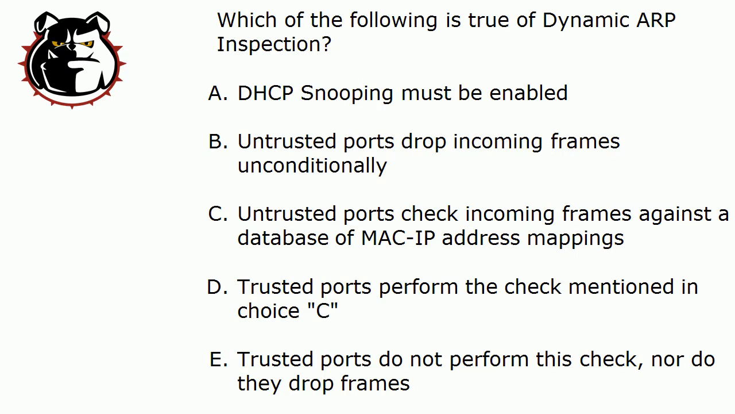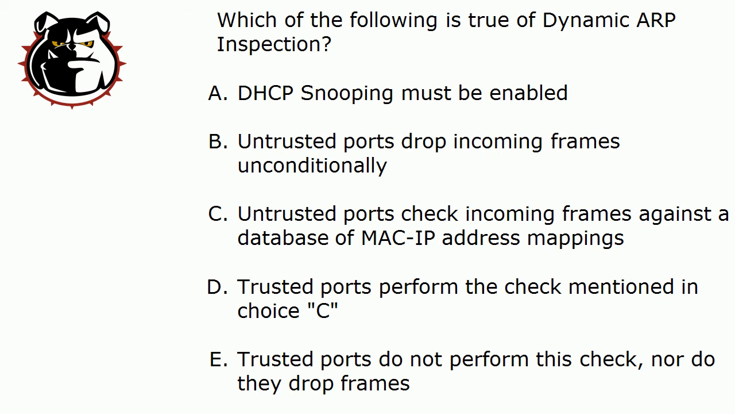So let's hit this question about dynamic ARP inspection. Which of the statements here listed are true? A. DHCP snooping must be enabled. B. Untrusted ports drop incoming frames unconditionally. C. Untrusted ports check incoming frames against a database of MAC to IP address mappings. D. Trusted ports perform that check that I just mentioned with the database of MAC to IP address mappings. And then finally, E. Trusted ports do not perform this check, nor do they drop frames.